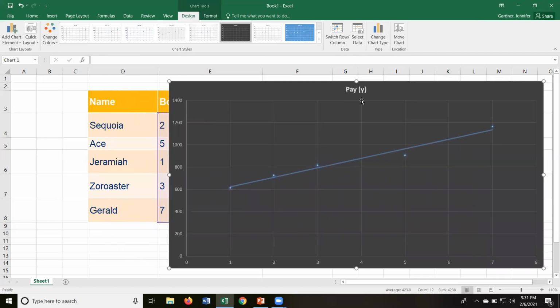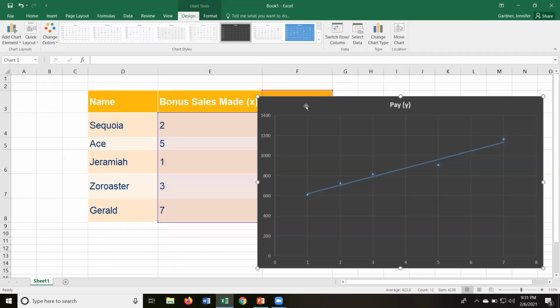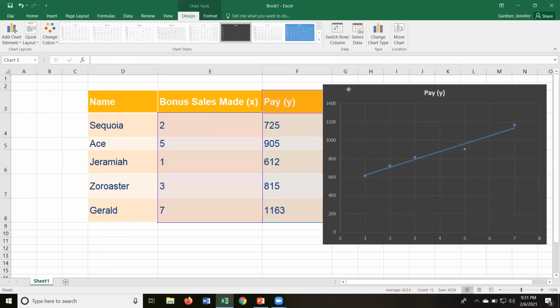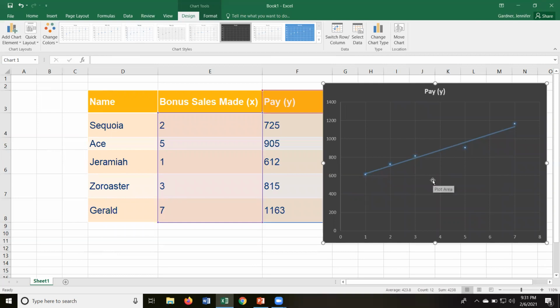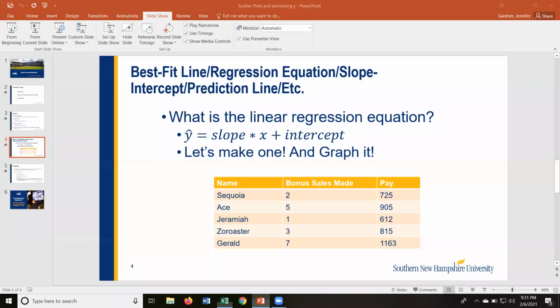We've got a good one going. So that's our lovely prediction line and our lovely graph and how to look at it visually. So let's head back over and see what else.